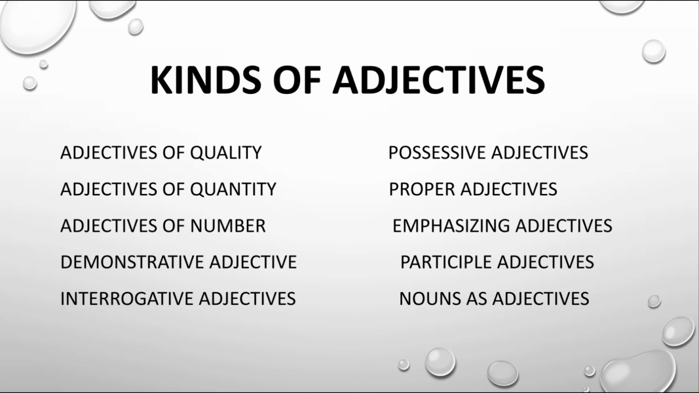In possessive adjectives, this is my house, this is your car. So my and your are showing possession. Okay, so these are possessive adjectives. Next comes proper adjectives. I think all of you know what proper nouns are.